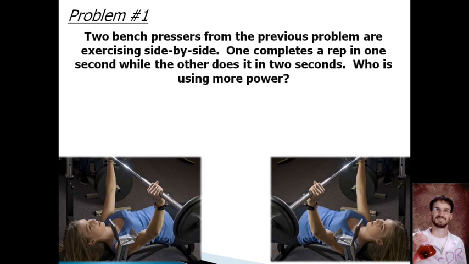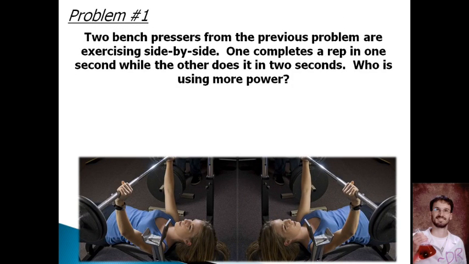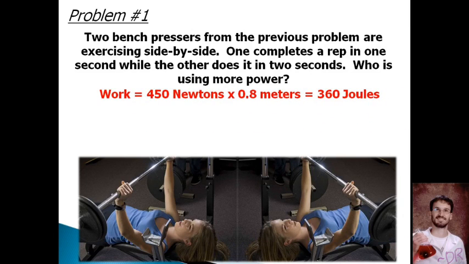All right, so now instead of 1 bench presser, we have 2 bench pressers working out side by side. They're bench pressing 100 pounds like they were before. We figured out that before it took 450 newtons of force to bench press 100 pounds, and we discussed how the arm is 0.8 meters long on these people. So they're doing the same amount of work, 360 joules worth of work, but if one of them does a rep in 1 second and the other one does a rep in 2 seconds, which person's more powerful?